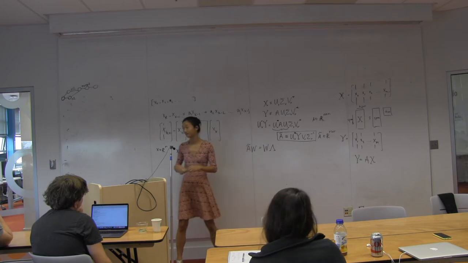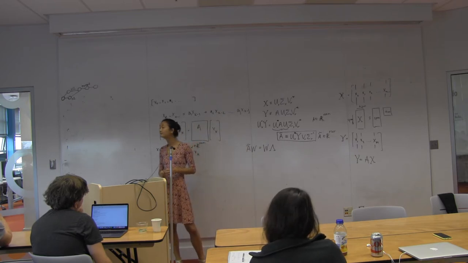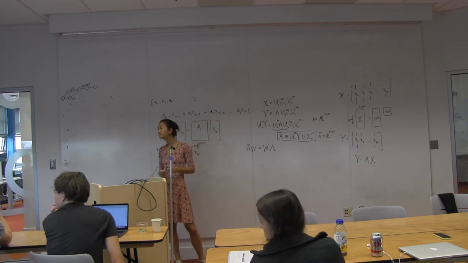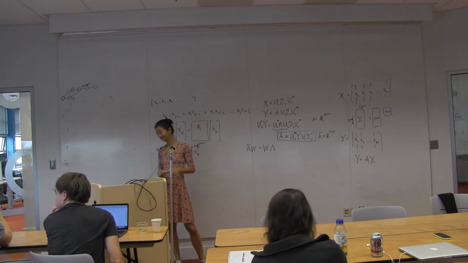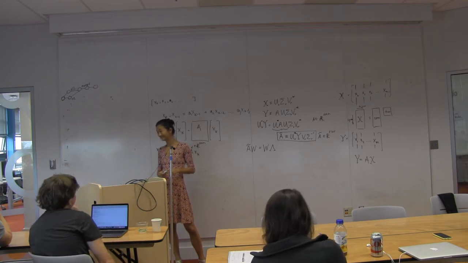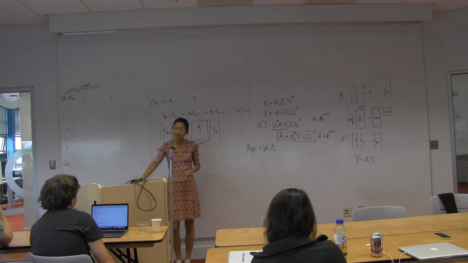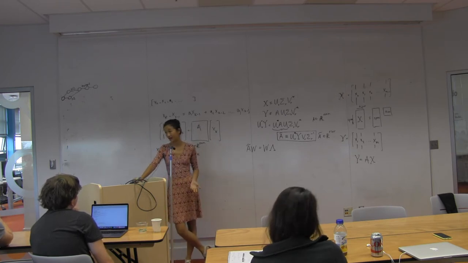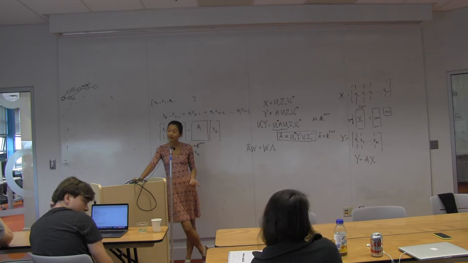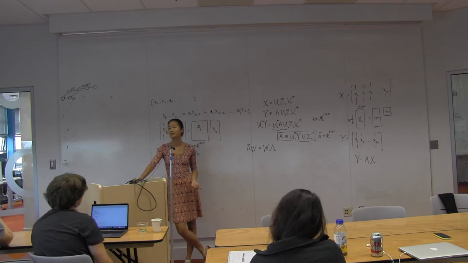Yes? You don't know how many things are going on in your data. We knew that there were two, but what is the criteria to choose R? There's a little bit of a trick to it. Great question. If you just have data, it can often be very difficult to figure out what R should be. So practically speaking, there's a couple of things you can do.